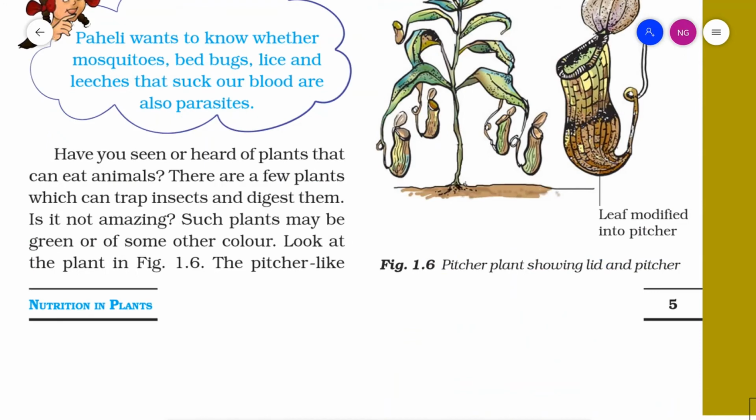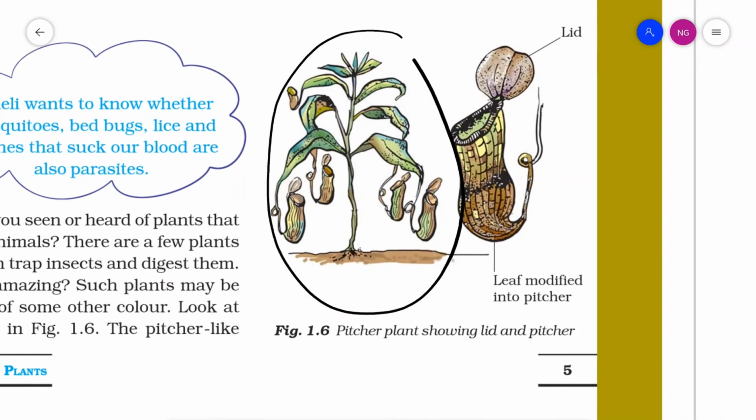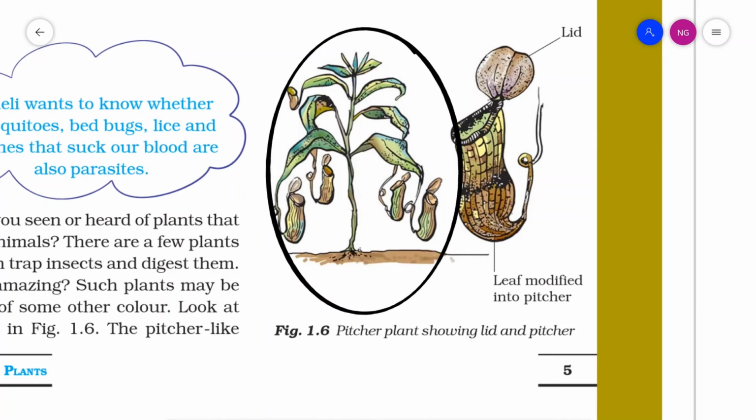Have you ever heard of plants eating animals? It sounds amazing, right? There are a few plants which can trap insects and digest them. Such plants may be green or of some other color. Let's look at the plant in figure 1.6. This is a pitcher plant. In this pitcher plant, leaves are modified into a pitcher, because it looks like a jug. You can see here, the leaf is modified into a pitcher. It just looks like a jug, isn't it?